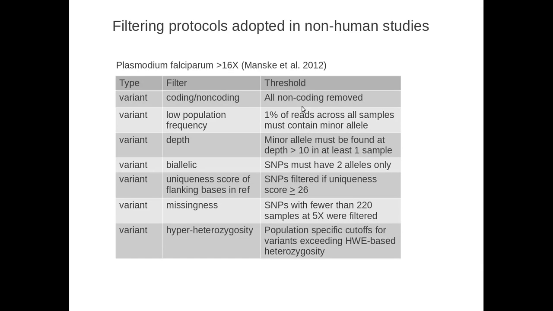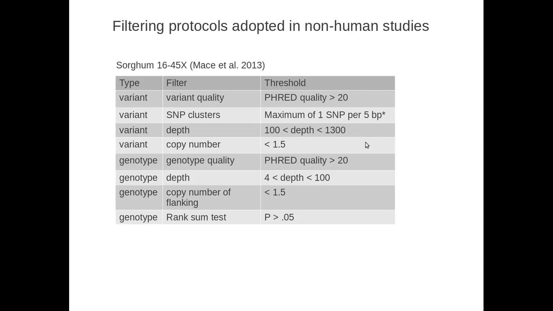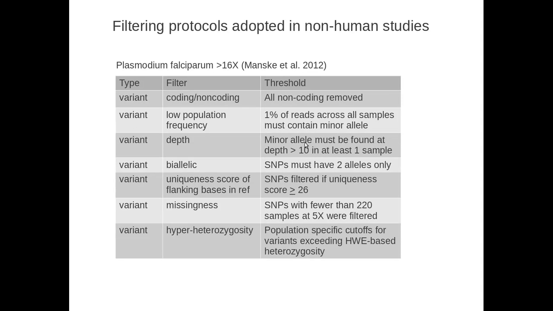They removed SNPs that were at low population frequency, because those tend to be enriched for false positives. They required a minimum depth of coverage, where at least one sample, I think they had 200 or so samples, had to have 10x or greater coverage at a particular SNP site in order for them to retain that variant in their data set.